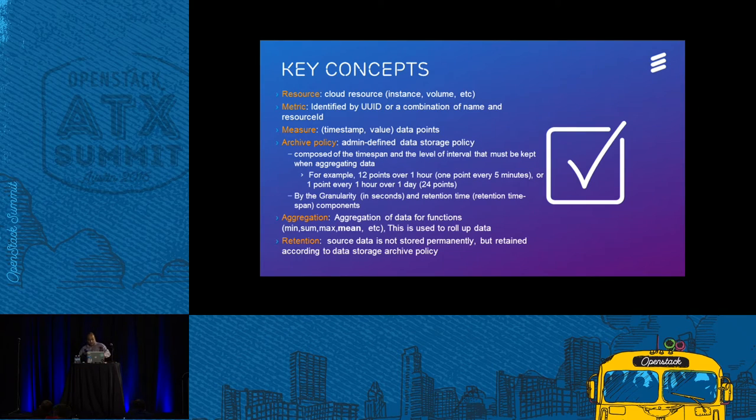Also, one point I missed while mentioning is the granularity. When you create any metric in Gnocchi, you have to specify granularity. So for example, you are creating an alarm. In order to trigger that particular alarm, you need to specify what you are looking for, like every 5 seconds of data or every 1 minute of data, and in what threshold scenario you want to trigger the alarm. That's where this granularity comes into the picture.